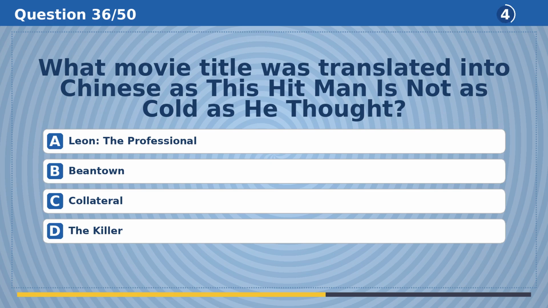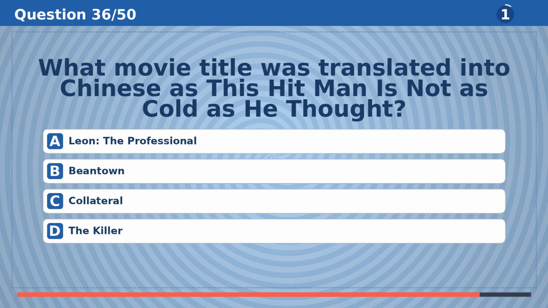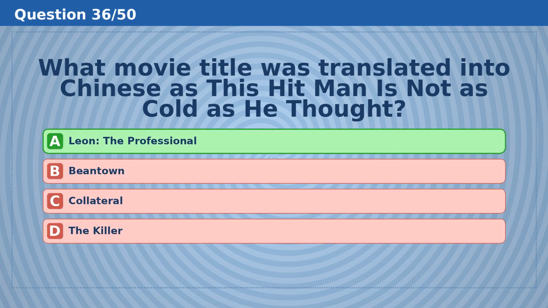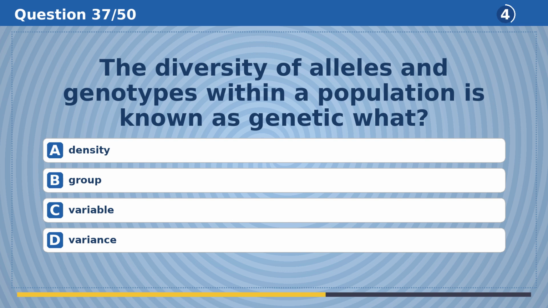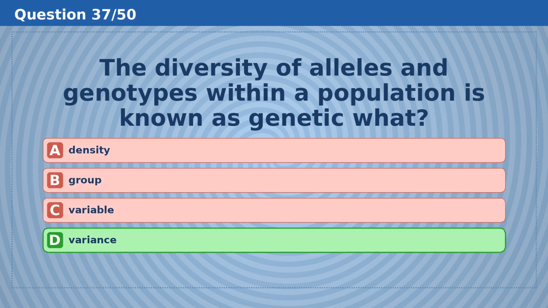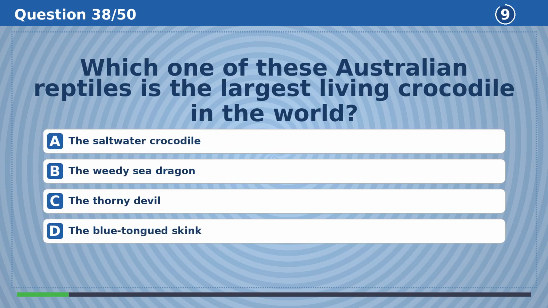What movie title was translated into Chinese as This Hit Man Is Not As Cold As He Thought? The answer is A, Leon, the Professional. The diversity of alleles and genotypes within a population is known as genetic what? The answer is D, variance.